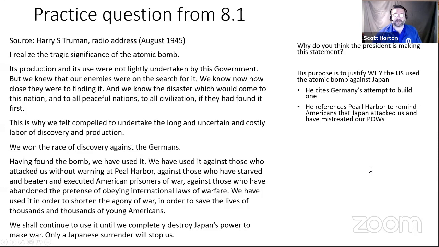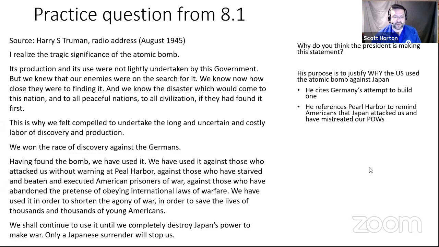So a couple of the possible answers here. I know that you can't respond to me here live, but some of his possible responses are: he cites Germany's attempt to build an atomic bomb. He references Pearl Harbor to remind Americans that Japan attacked us and mistreated our POWs. He also could be sending a message to other countries who might potentially be our enemy, that we're willing to use the atomic bomb, which might be an additional purpose that's not listed on my answer key here.